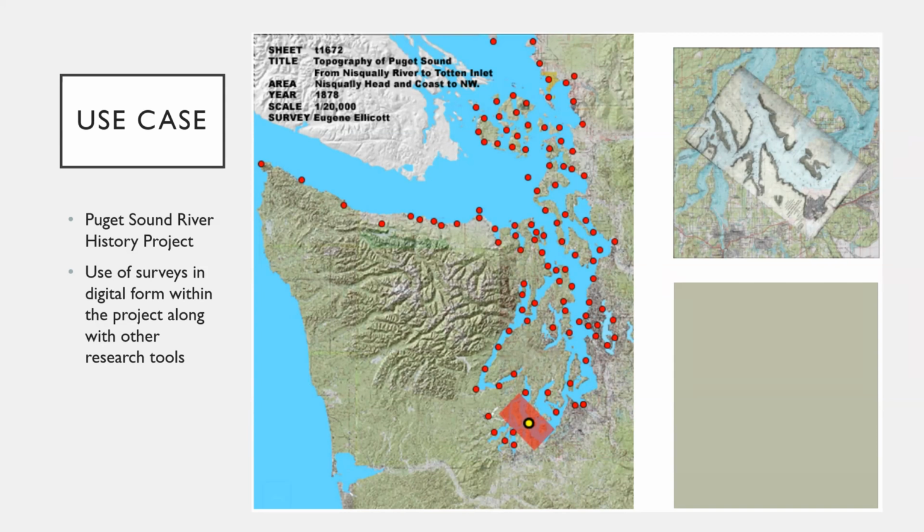As you can see in the map shown, this is a location in the Puget Sound. Each one of these dots is interactive, and when clicking on a location, you see it brings up an original survey in the box on the right. That original survey is the Eugene Ellicott. It's a scale of 1 to 20,000 and geo-referenced to the current system.